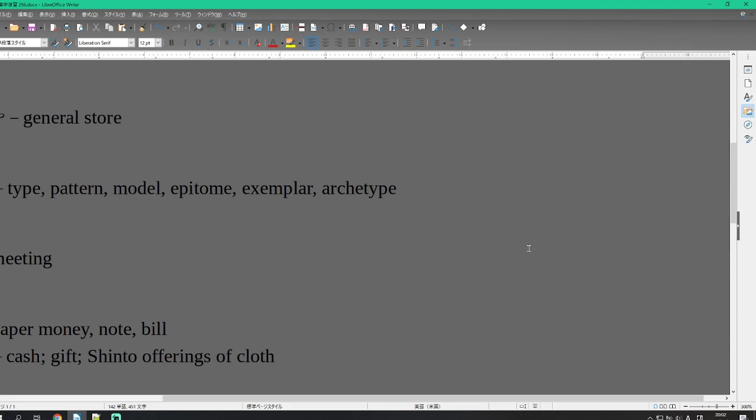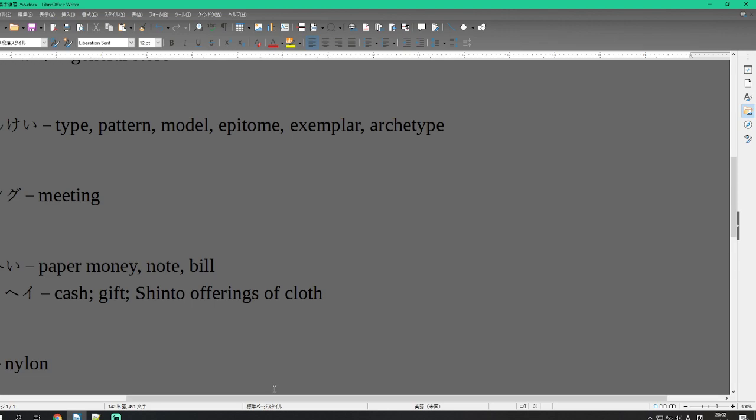Paper money, note, or bill is shihei. Shi on the left side for paper, and hei on the right, or a used or defeated cloth. Shihei is cash or a gift.